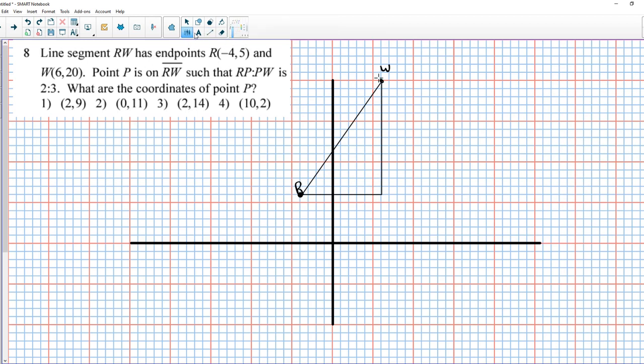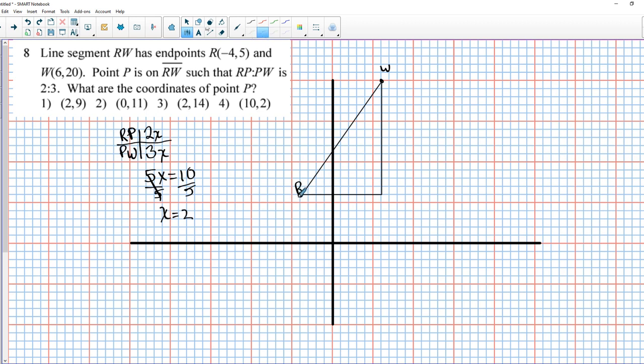And now I'm going to create my little table over here on the side. I've got R, P, and P, W. The RP is going to get the 2, and the PW is going to get the 3. And I'm going to put an X next to each one. We're going to add them up and get 5X is equal to, and now I'm going to count. I got 1, 2, 3, 4, 5, 6, 7, 8, 9, 10, is equal to 10, which means each unit will be equal to 2 boxes.